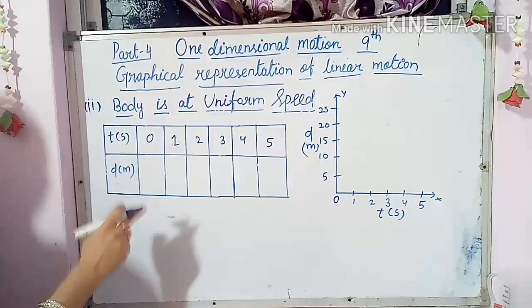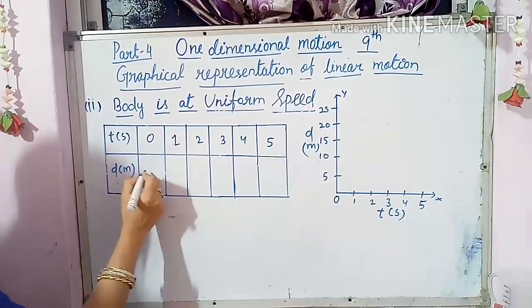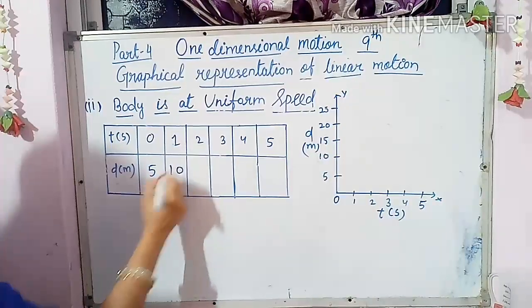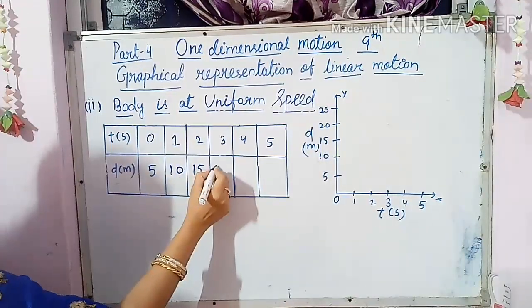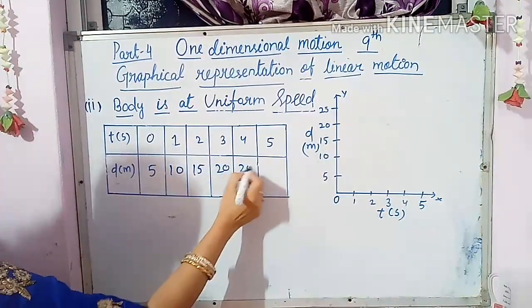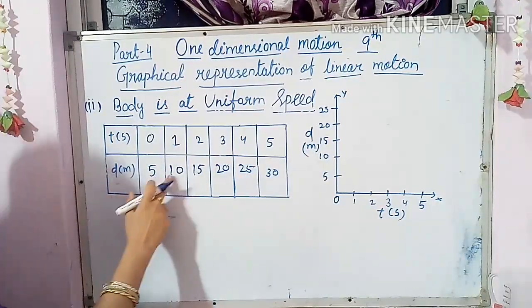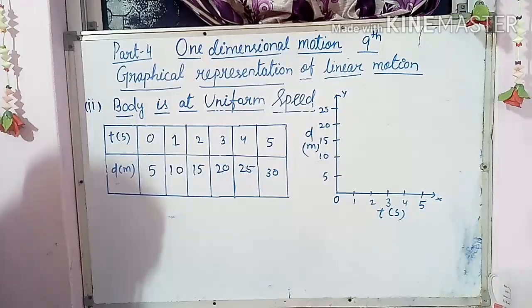Now let's take the distance. Suppose at 0 it is 5 meters. Then at 1 it is 10 meters. At 2 it is 15. Like this it will go. So now you can see that everywhere the interval is equal: 5, 5, 5, 5, everywhere it is there. Now see how the graph will come.